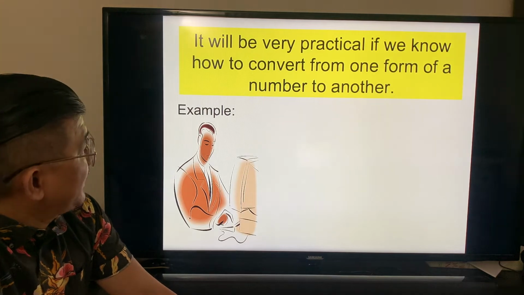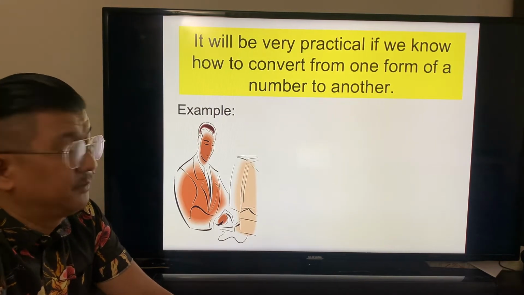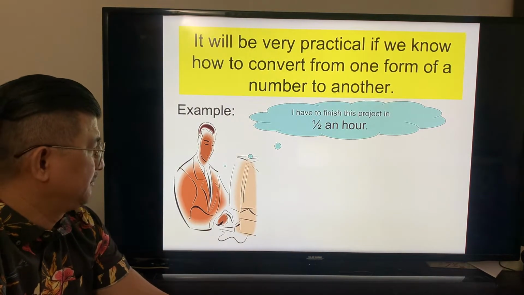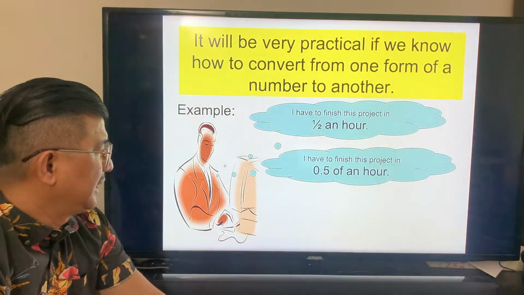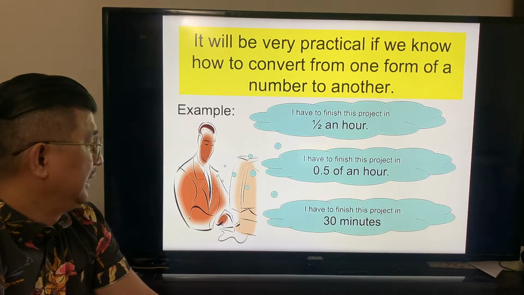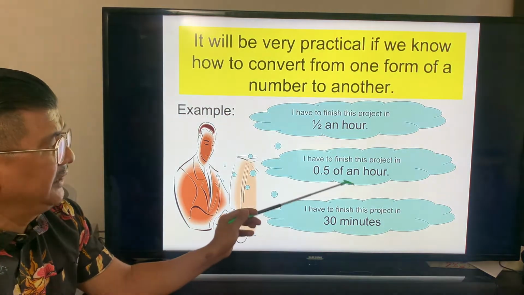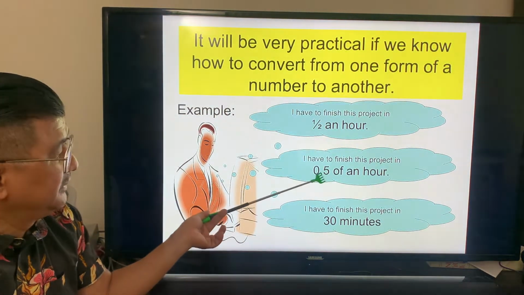It will be very practical if we know how to convert from one form of a number to another. For example, this person says, I have to finish this project in half an hour. But he could also say, I have to finish this project in 0.5 of an hour. Or he could even say, I have to finish this project in 30 minutes. Do they all mean the same or different? Different numbers, but they all mean the same.